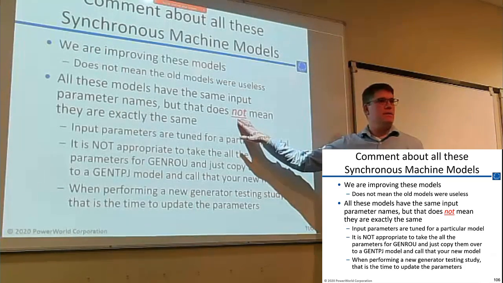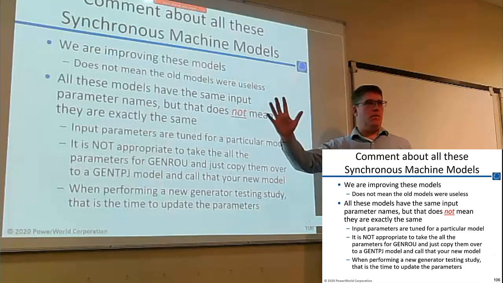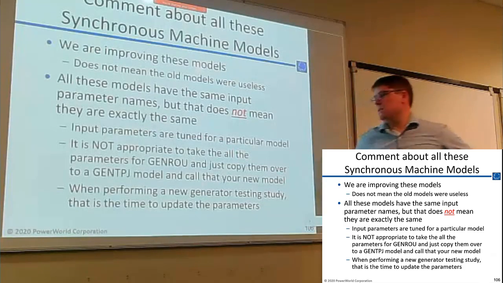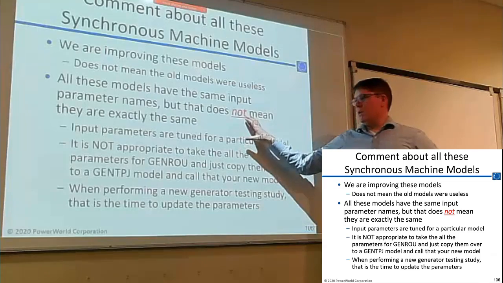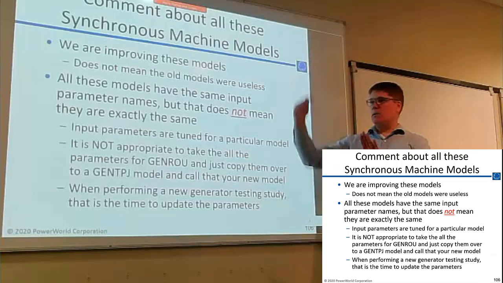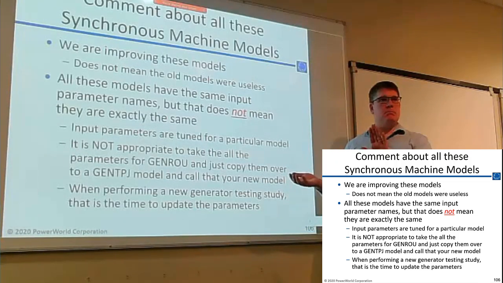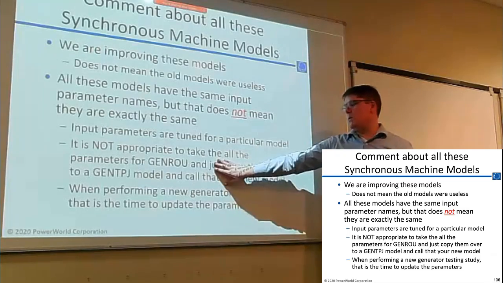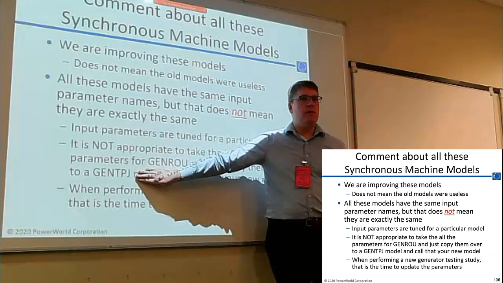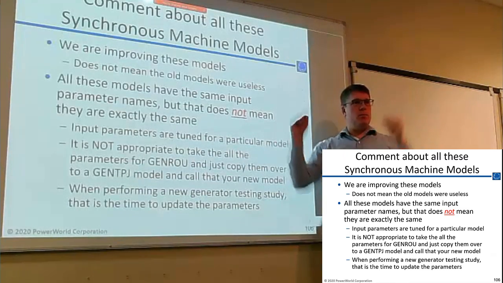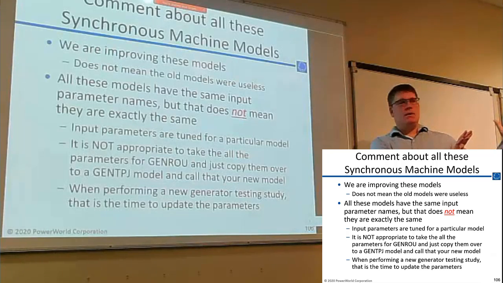Tom mentioned this kind of in passing in his earlier presentation, but all the input parameters go with the model. They're intimately tied. So just because the parameter names happen to be the same doesn't mean they mean exactly the same thing. They're tied to the model. One problem that happened in WECC when people switched over to the Gen TPJ models, I think a lot of people just took their Gen ROU and Gen SAL model input parameters and copied them over, because that was way cheaper than paying somebody $100,000 to do a new test.